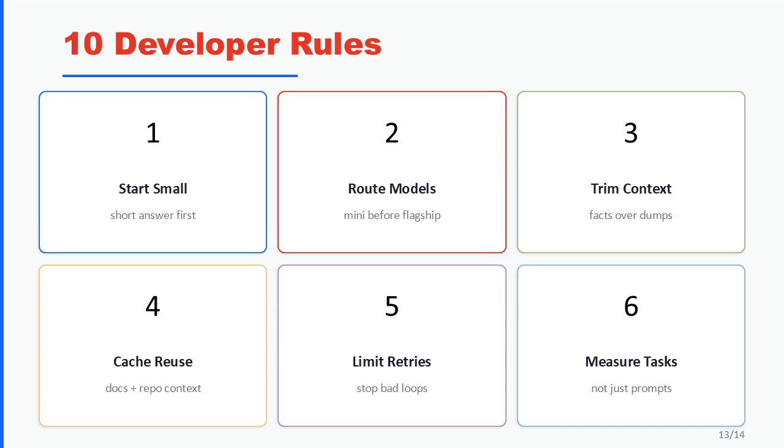Here are the rules that matter most. Start with a short answer before asking for full code. Route simple tasks to cheaper models. Trim context to relevant facts. Cache repeated documents and repo context. Limit retries so agents do not loop forever. And measure cost per successful task, not just cost per prompt. If you follow these rules, AI becomes cheaper without becoming dumber.